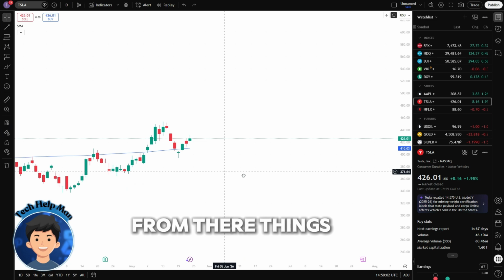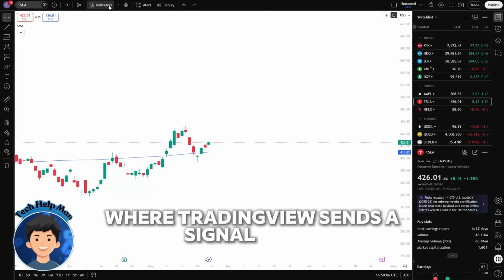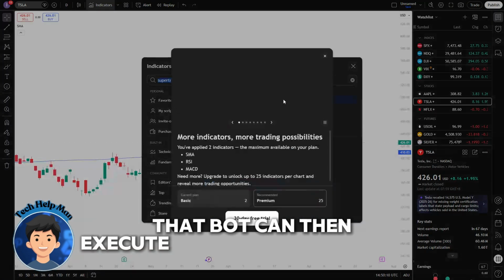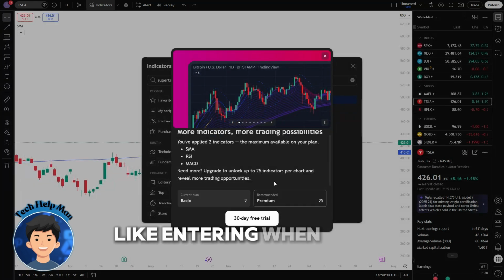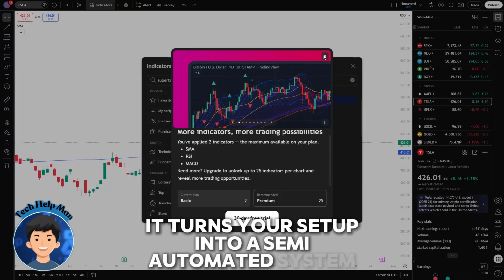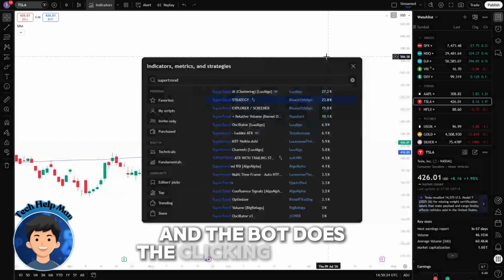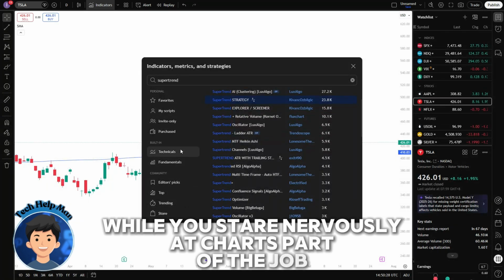From there, things get more advanced with webhook alerts, where TradingView sends a signal to an external bot or trading system. That bot can then execute trades automatically based on your rules, like entering when trend flips bullish and exiting when it turns bearish. It turns your setup into a semi-automated system where you design the logic and the bot does the clicking buttons while you stare nervously at charts, part of the job.